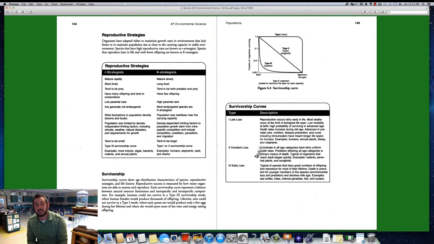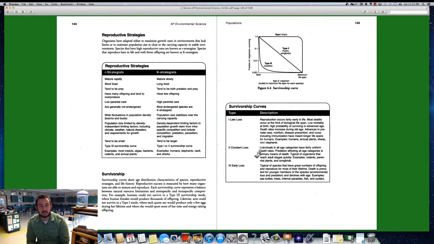Now, on the contrary, K strategists mature very slowly. They have longer lives, it could be 20, 30, or like tortoises, hundreds of years. They tend to be both predator and prey. Although we saw R strategists mostly be prey, we can see these guys be both. They have only a few offspring, and most of the species on the endangered species list are K strategists.